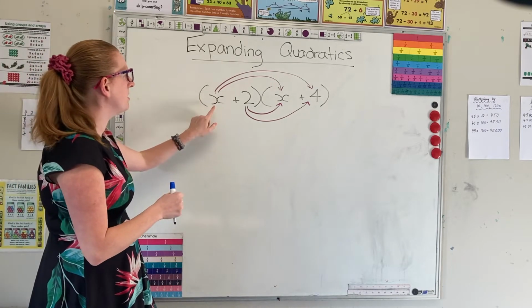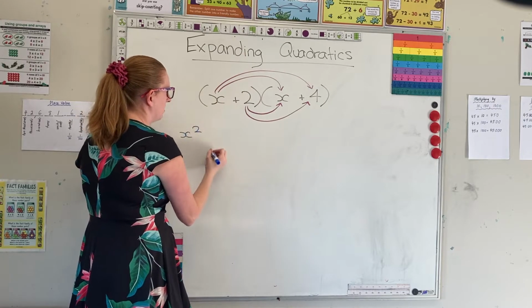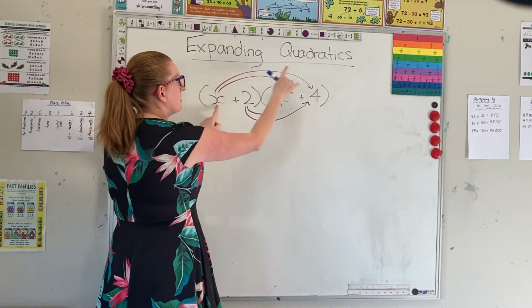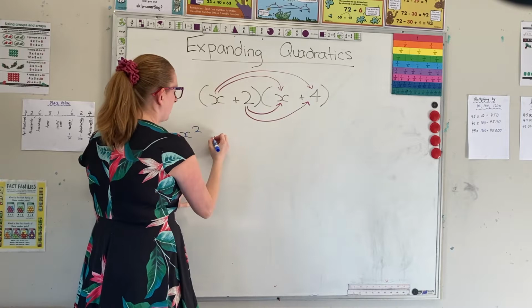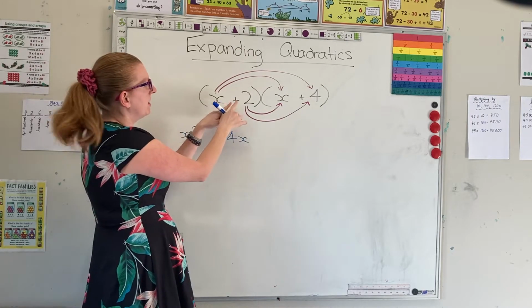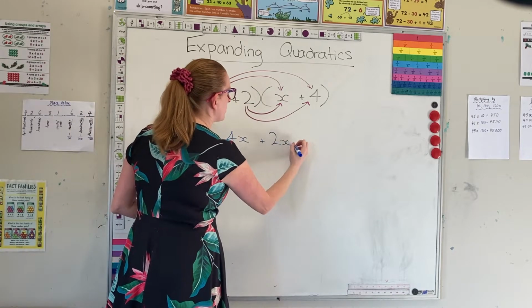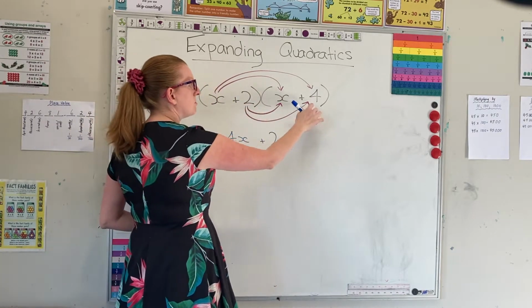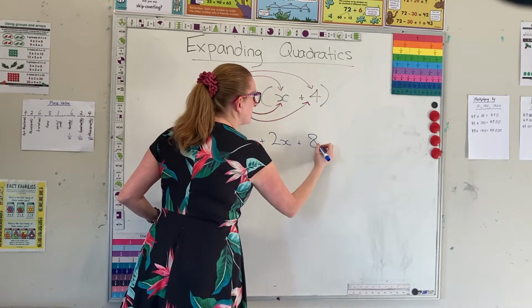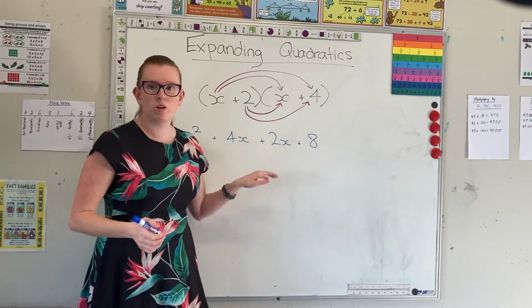So I'm going to start up here. I'm going to go x times x gives me x squared. Okay. Now my x times 4, I get 4x. Right, so that bit's done. Now I'm going to do the 2. 2 times x gives me 2x. Now lastly, 2 times 4 gives me 8. Okay, cool. Now, there are some like terms here that I can group.